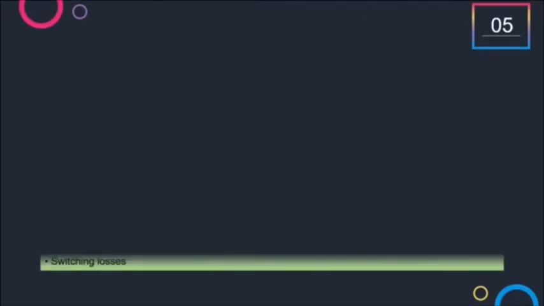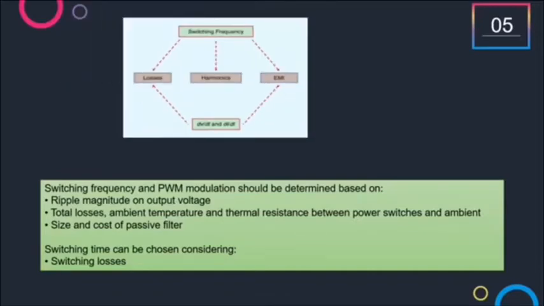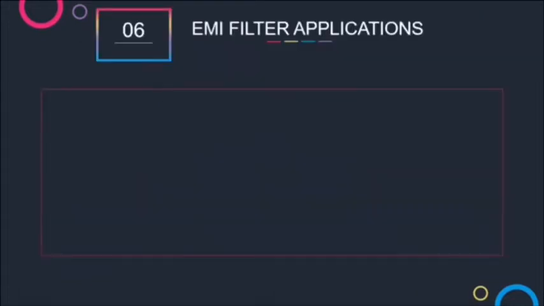These are the figures for the input filter, line and EMI filter. Switching frequency and PWM modulation should be determined based on ripple magnitude and output voltage, total losses, ambient temperature and thermal resistance between power switches and ambient, and size and cost of the passive filter. Switching time can be chosen considering switching losses.